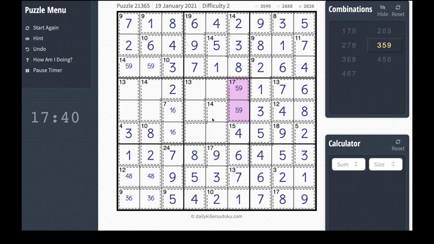Now that we've got a few numbers in here, let's start clearing these up. We can take 4, 5, and 9 out of this one. Oh, and that's nice. It's given us a break. We've only got one combination. So this is a 1, 6, 7.